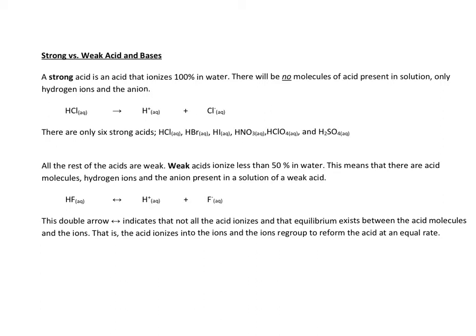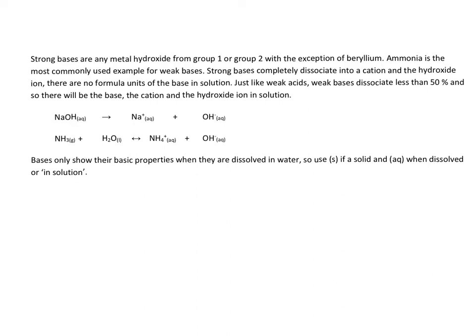So it breaks apart into its ions, and the ions reform into an acid at an equal rate. Strong bases are any metal hydroxides from group 1 or 2 with the exception of beryllium. Ammonia is the most commonly used example for weak bases. Strong bases completely dissociate into a cation and the hydroxide ion. There's no formula units of the base in solution, just like there's no molecules of a strong acid in solution.